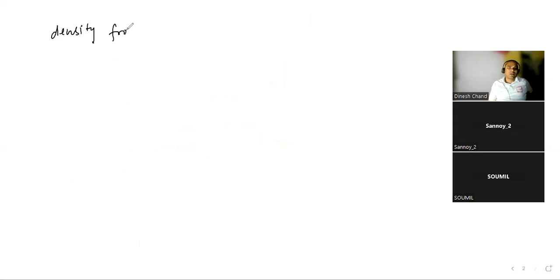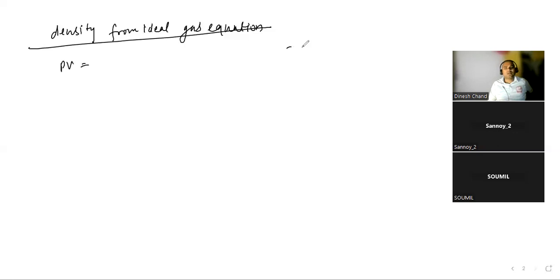Density from the ideal gas equation. Density is mass per unit volume, that means W by V. So what can we write? PV is equal to nRT. So n is equal to what?